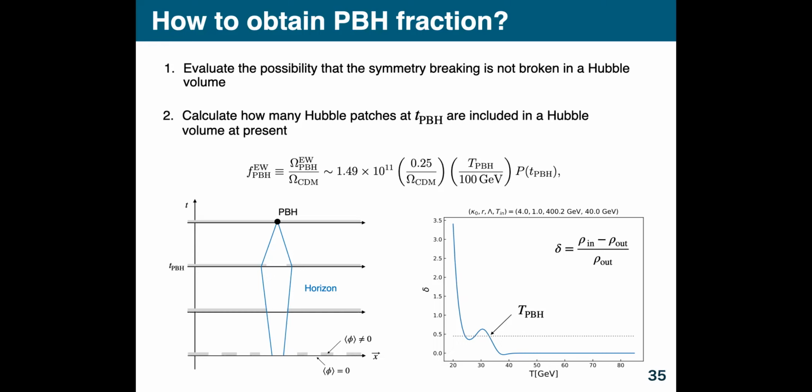P is to be calculated from first principles, right? Some probability distribution, then it should be calculated within the framework of the theory. In this mechanism, P can be determined by the tunneling rate of the first order phase transition. If we take this form, the probability can be easily calculated.